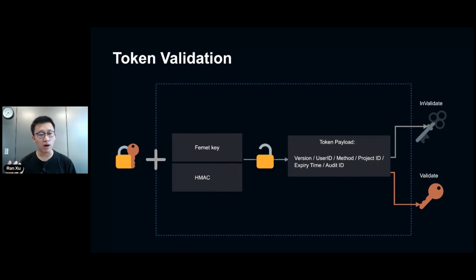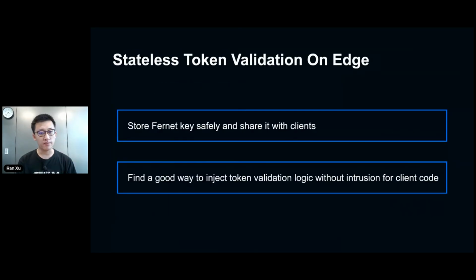After we knew how token issue and the token validation work, let's talk about how we improve the token validation. If you recall the token validation process, one of the key points is the Fernet key, right? Because after we decrypt that token, we can get some info to do the token validation. Once we can get this Fernet key and decrypt the payload, all we need to do is just check whether they are already expired or not.